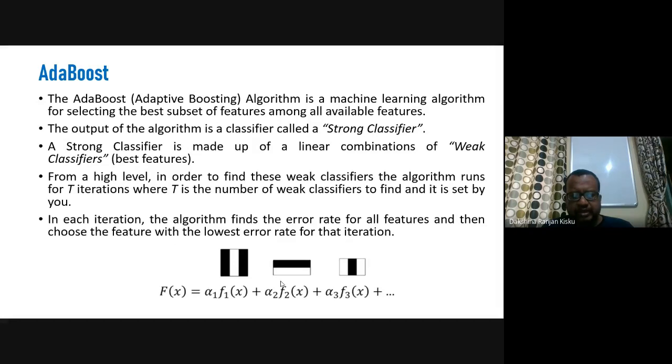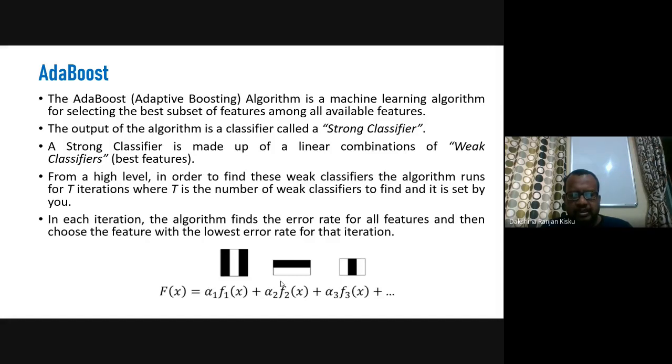Here you can see that we have three different Haar features. In the image you can see three different rectangles, and each of these rectangles we consider as a best classifier or best Haar feature, and the corresponding weak classifier is combined in the set of weak classifiers. For the first Haar feature, we have f1(x), the corresponding weak classifier, and it is multiplied by alpha 1.